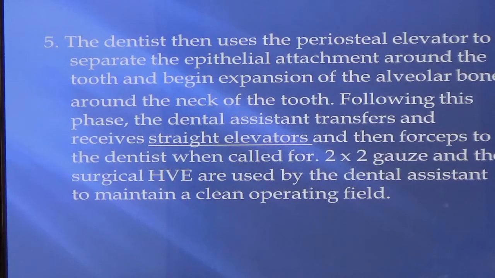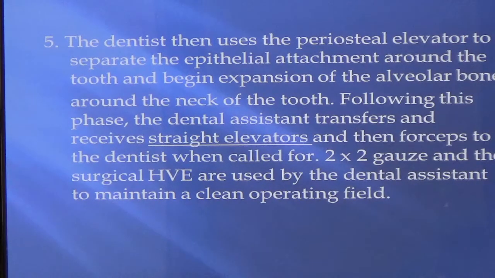Okay, the first thing that we use to start the extraction is the periosteal elevator. Again we check to make sure he's numb, and then we go around the tooth that we're going to extract, and we kind of cut away that gum tissue around the surface of the tooth. Then straight elevators are the next ones, again right here. And basically with the straight elevators, we start putting pressure on that tooth to start to get some movement, some bone expansion.